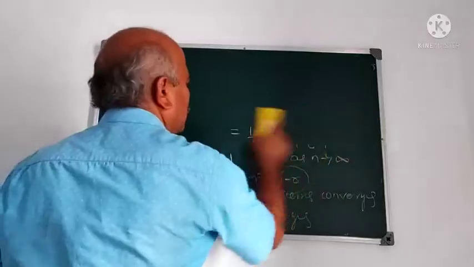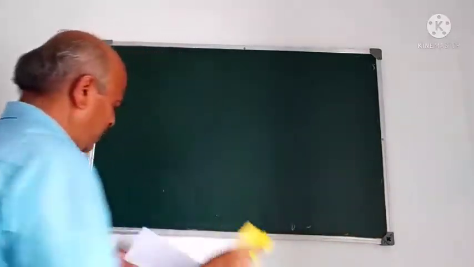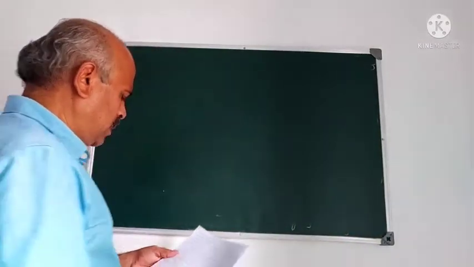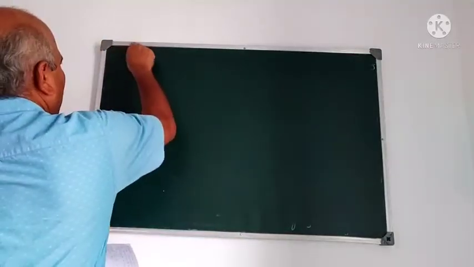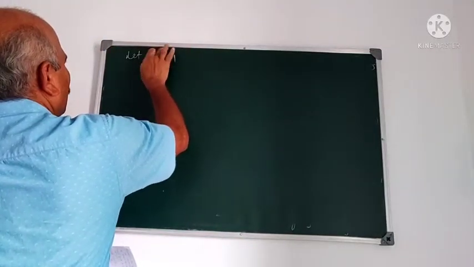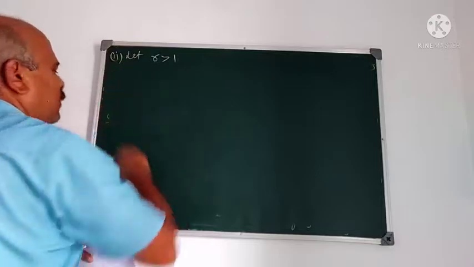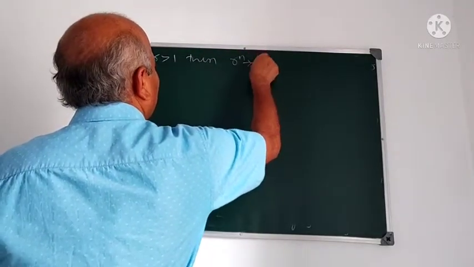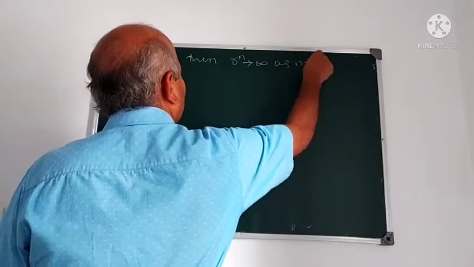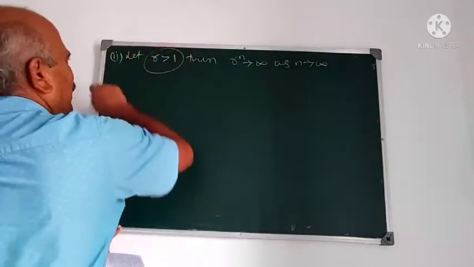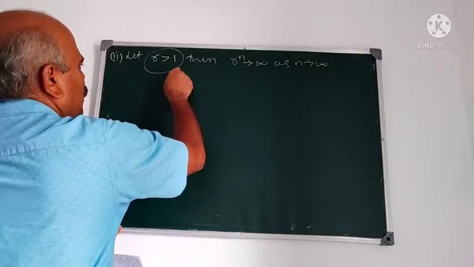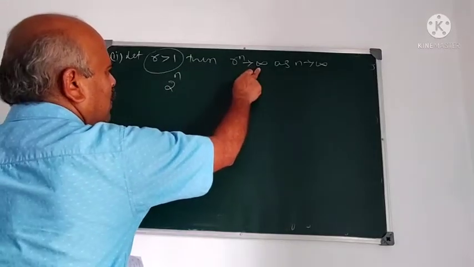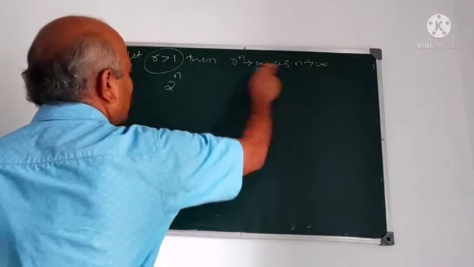Now, the second case: suppose r is greater than 1. Let r be greater than 1. We take this as the second case. Then r raised to n tends to infinity as n tends to infinity. To follow this, r greater than 1 means I take r as 2. Then 2 raised to n becomes infinity as n tends to infinity.